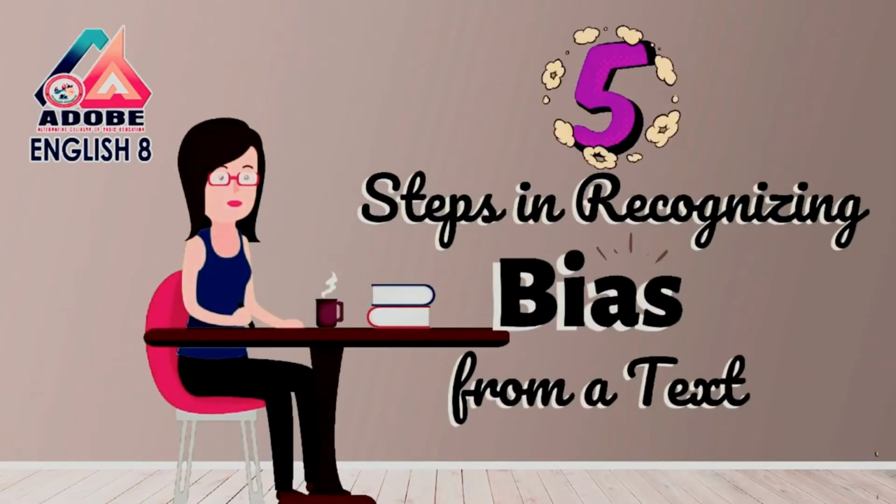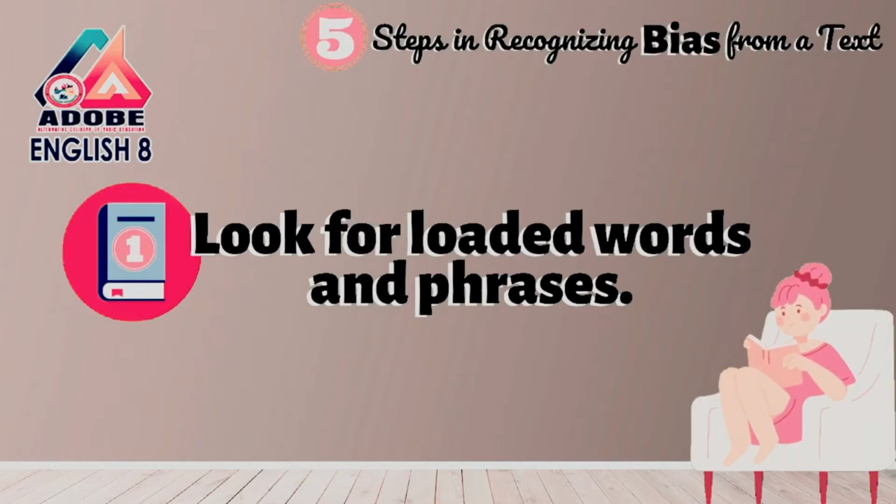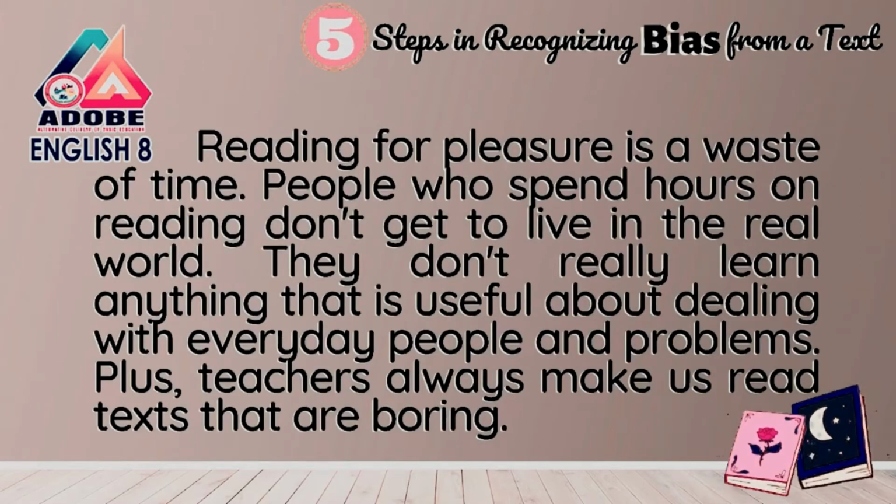Here are the 5 steps in recognizing bias from a text. Number 1. Look for loaded words and phrases. These are words that are loaded with emotions, whether positive or negative. Reading for pleasure is a waste of time. People who spend hours on reading don't get to live in the real world. They don't really learn anything that is useful about dealing with everyday people and problems.